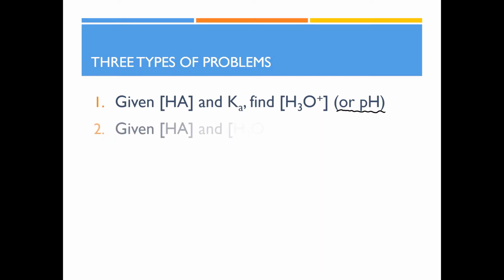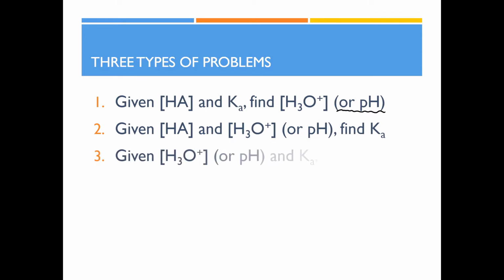The second type is if you're given the concentration of the weak acid and you have the pH, or the concentration of hydronium, then you're asked to find the Ka. And the last one is if you have the concentration of hydronium, or the pH, and the Ka, then you're asked to find the concentration of the acid. The next lesson, calculations involving Kb, are pretty much the same. We just replace all instances of acid with a weak base and all instances of hydronium with hydroxide. But we'll get to that in a future video.